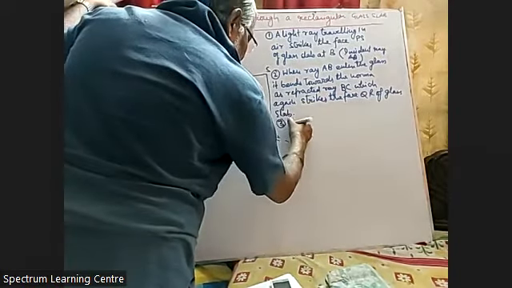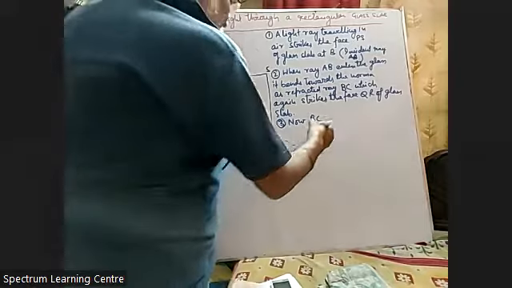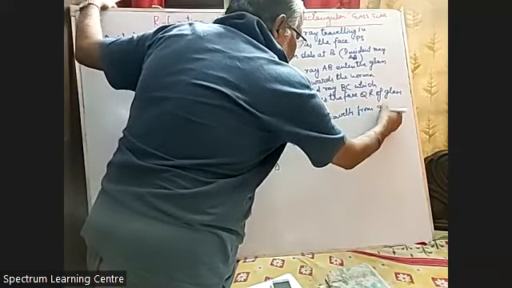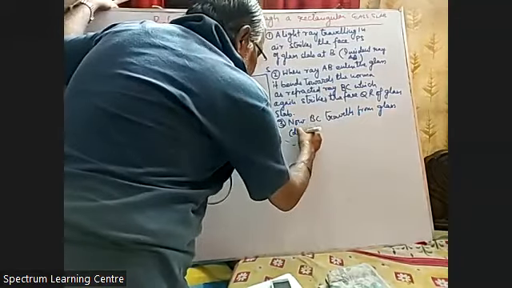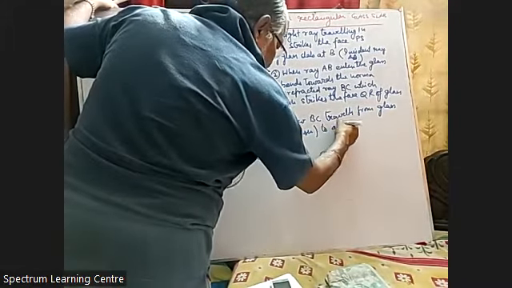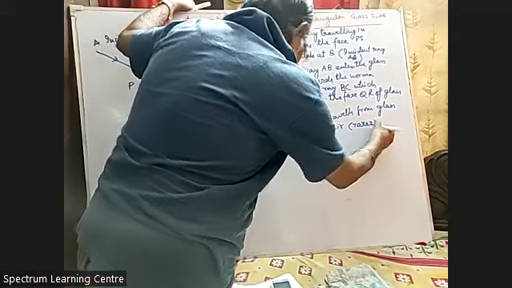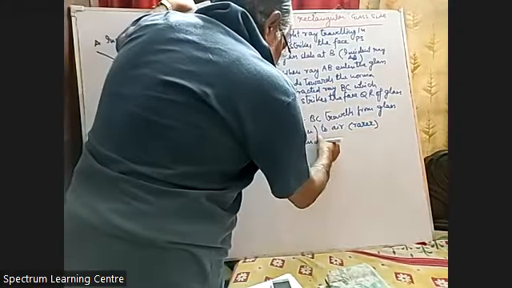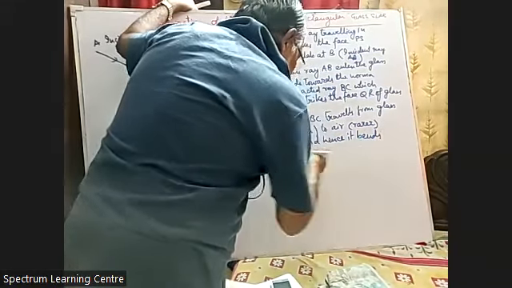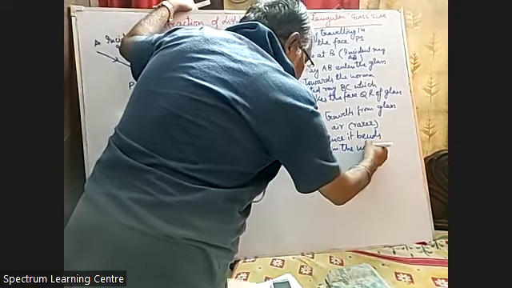Number three, now BC travels from glass, that is denser, to air, which is rarer, and hence it bends away from the normal.